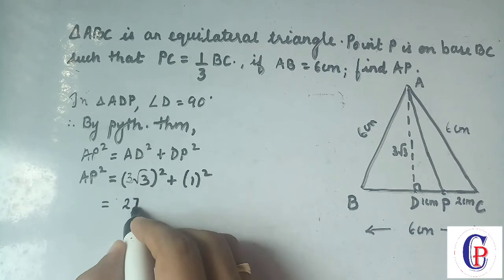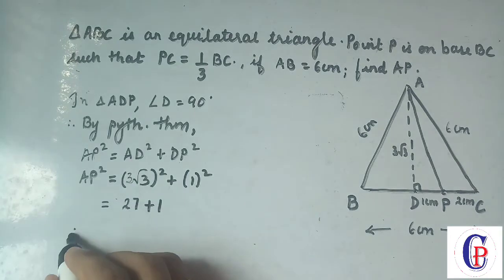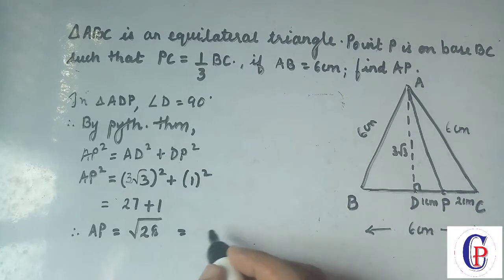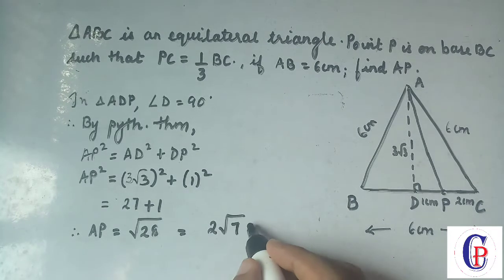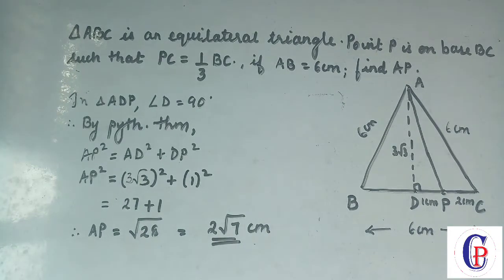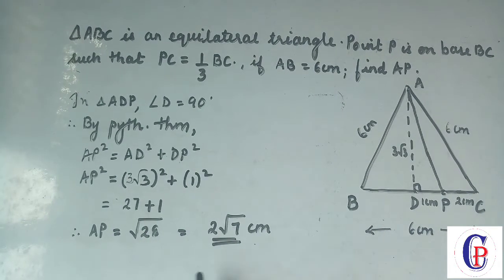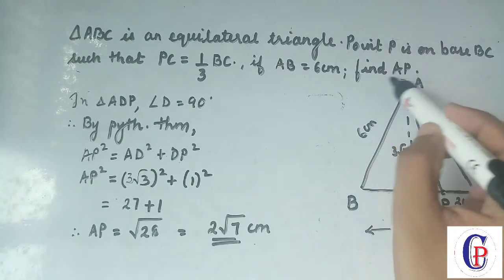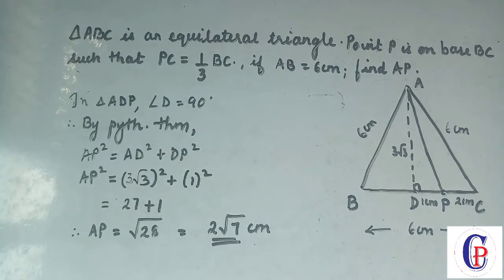9 times 3 is 27, plus 1. So AP is root 28. Root 28 means it is 2 root 7. So the value of AP is 2 root 7. So that's what we wanted to find, AP. Clear?